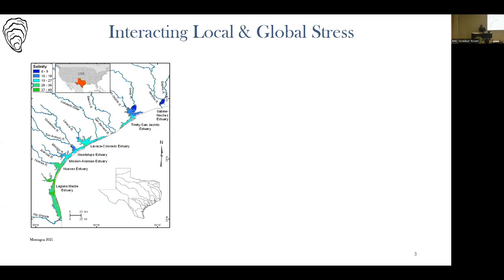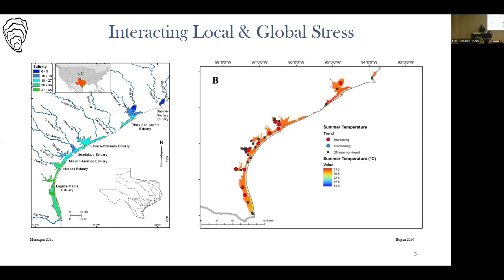So this salinity stress is what I'm considering to be the local stress. And then of course the global stress of climate change. We are seeing warming temperatures across the globe, but specifically here in Texas, and especially in the summer, we're seeing warming water temperatures, and the southern part of the state is seeing more tropical, increasing water temperatures than the northern part of the state.